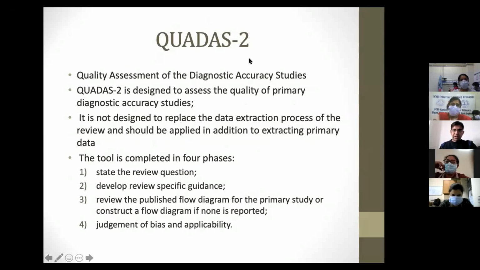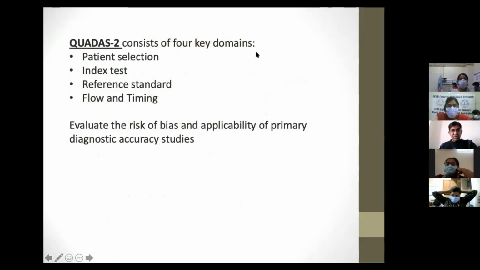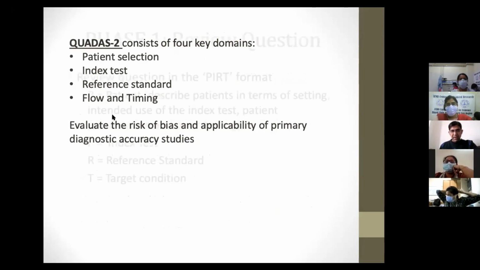Then we have this QUADAS 2 risk of bias assessment tool to assess the risk of bias in diagnostic test studies, and it has four phases. First is state the review question, develop review specific guidance, review the published flow diagram for primary study or construct a flow diagram if none is reported, and then judgment of bias and applicability. And QUADAS 2 consists of four key domains, that is patient selection, index test, reference standard, and flow and timing. So the questions are to be framed under these four categories.